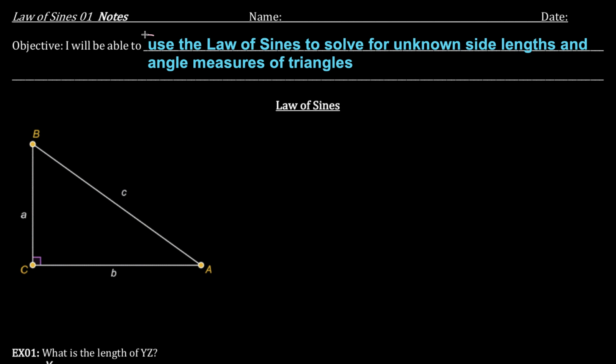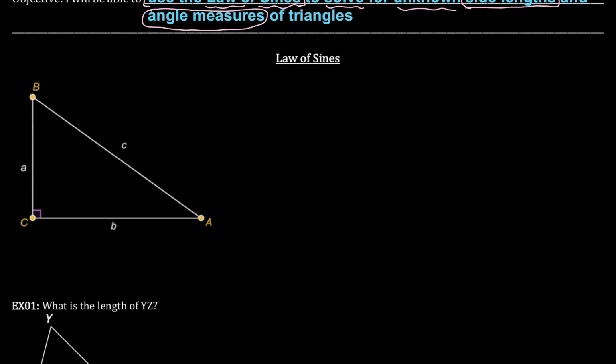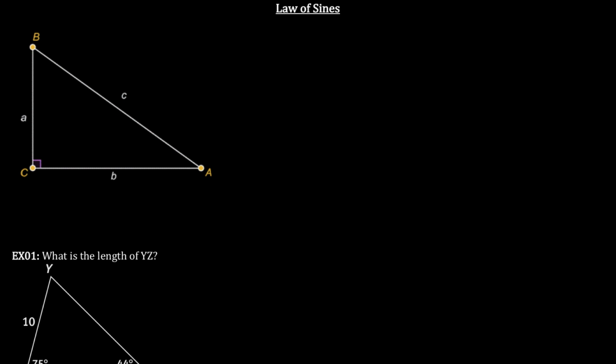All right, so in this lesson, we will use the law of sines. Use the law of sines to solve for unknown side lengths and unknown angle measures of triangles. Before we use the law of sines, I just have to let you know what it is first. So let's use this triangle. This law of sines will work on any triangle, and I'm going to keep stressing that it'll work on any triangle. But let me explain it.